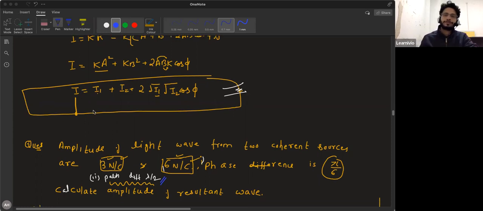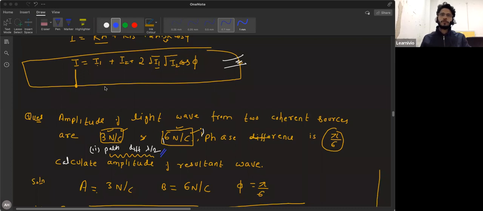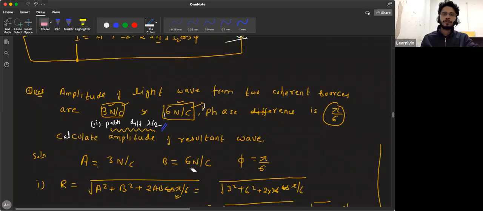No answers. Okay. See, this is a formula based thing. A, B, and phi are given, and this is the formula, A squared plus B squared plus 2AB cos phi. You just have to substitute the values.